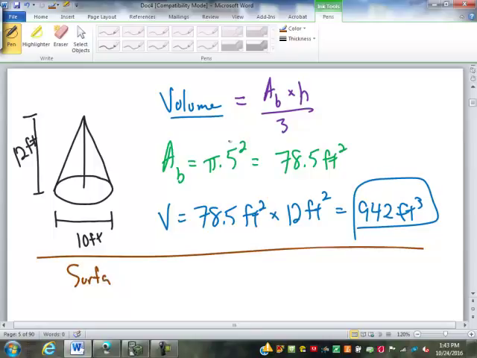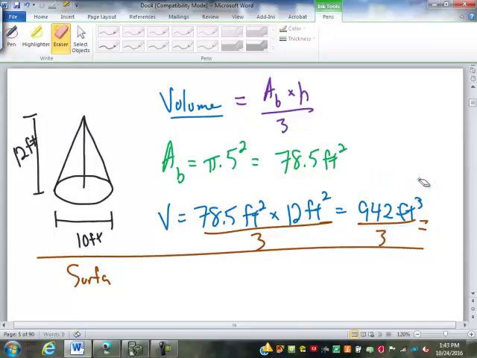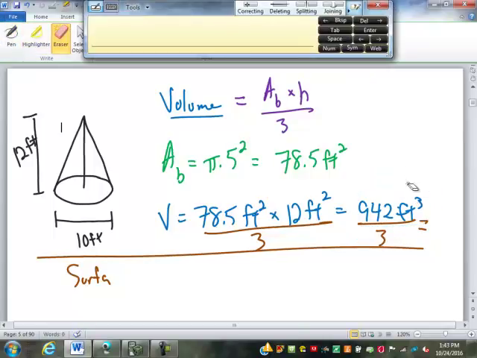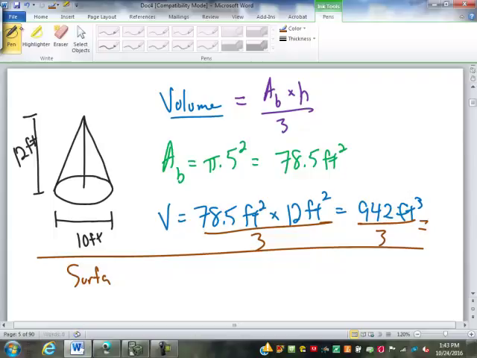No, you just got to remember to divide by, oops, what did I do wrong? Got to divide by 3. So our volume is that divided by 3, which will be 314 cubic feet. That's not bad, right? You just got to remember, same process, divide by 3.